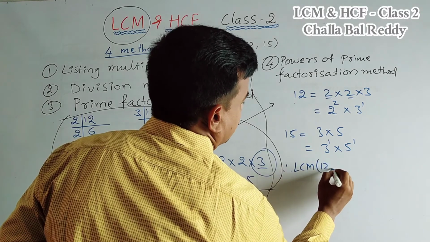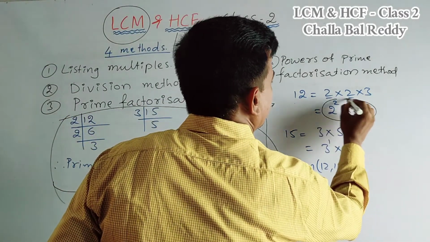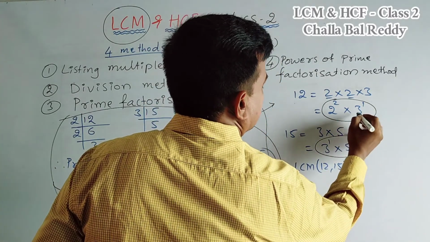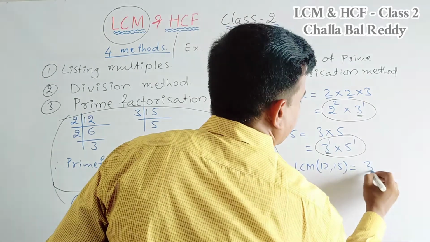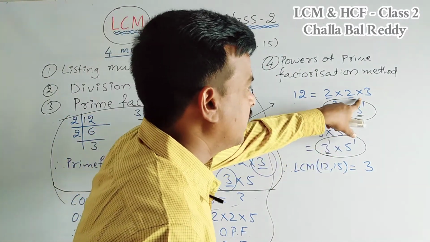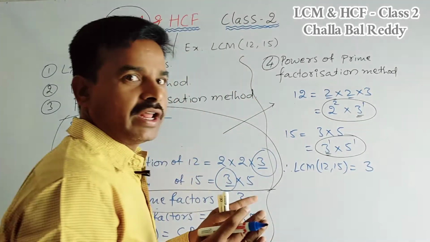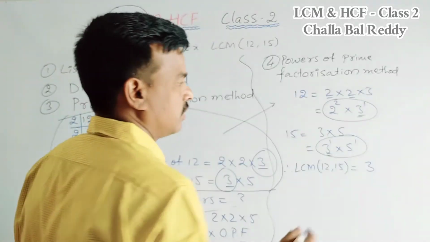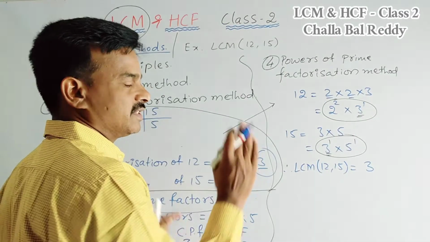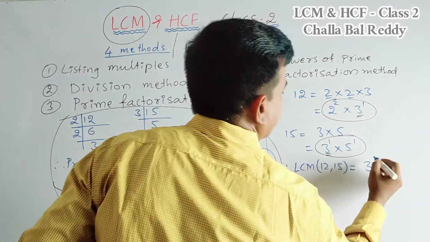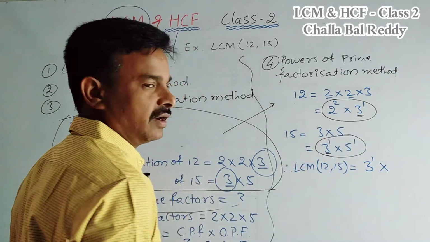LCM of 12, 15 is equal to. Here is very important. In both powers of prime factorization, 3 is common. First we take the common factor, and here the power is 1, here the power is 1. Both are the same, so there is no problem. But if the powers are different, we should take the big power. Big power. It is very very important. If powers are different, we take the big power. There are no common factors for 2 and 5.